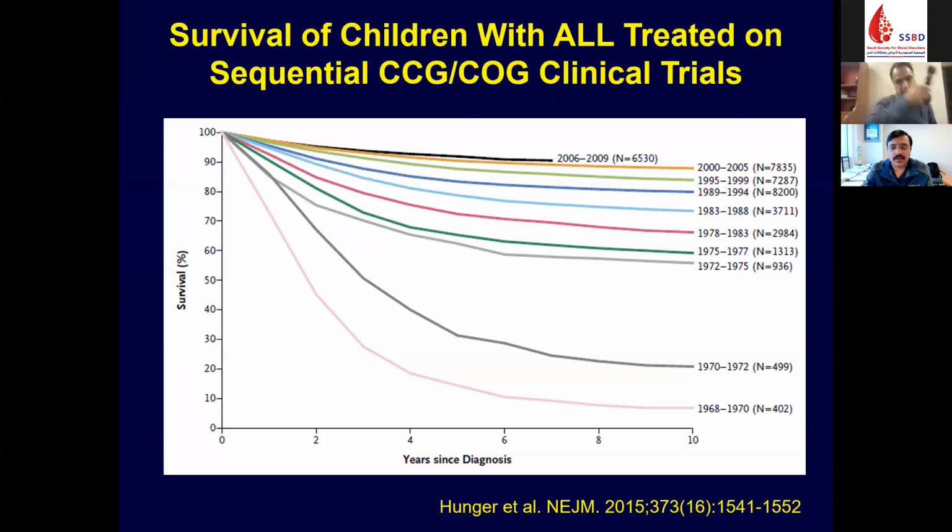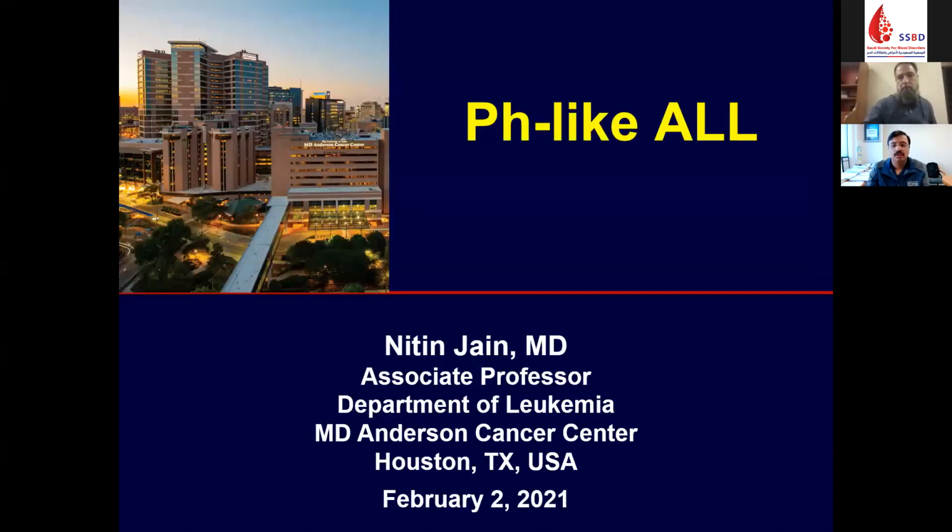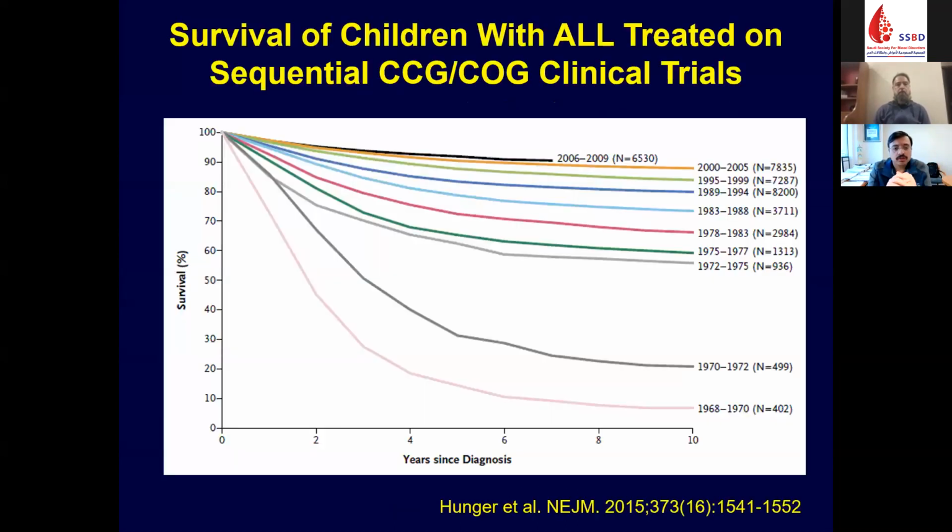So my specific topic today is to talk to you about pH-like ALL. In the next maybe 25 minutes or so, I'm going to review this topic. We know the outcomes of pediatric ALL, this is a series from sequential pediatric COG trials. As you can see, the outcome of kids with ALL has remarkably improved, and now we are talking about 10-year survival of upwards of 90%.